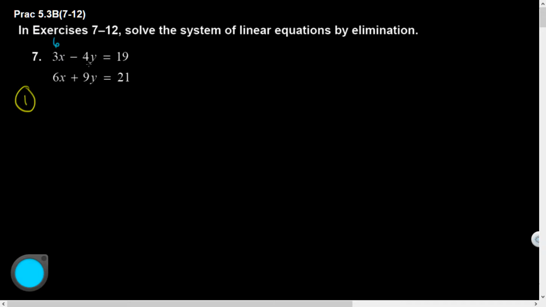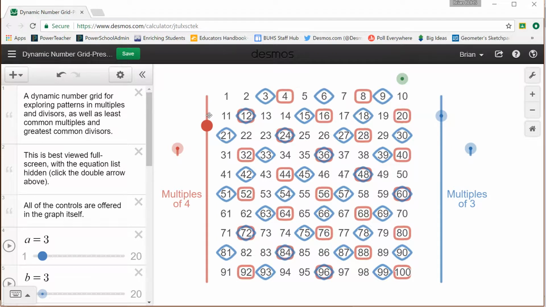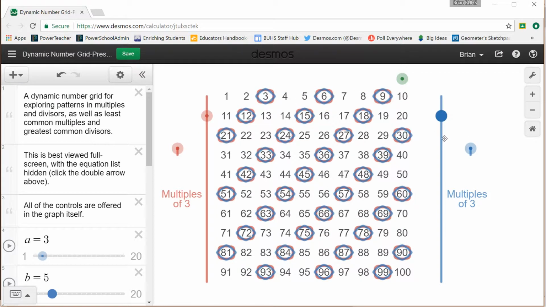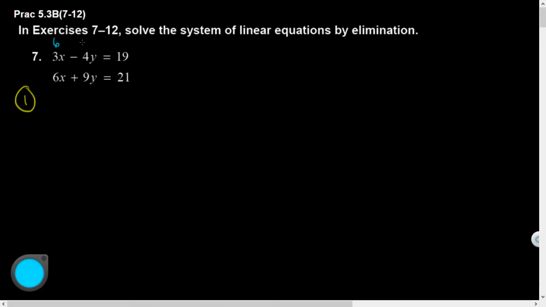Let's see, between 4 and 9, what's the least number that 4 and 9 go into? Here's 4, and 9. Wait a minute, that's not 4, that's 3. There we go. It looks like 36. So 36 is actually the least common multiple for that, which also happens to be the number that they both multiply to become.